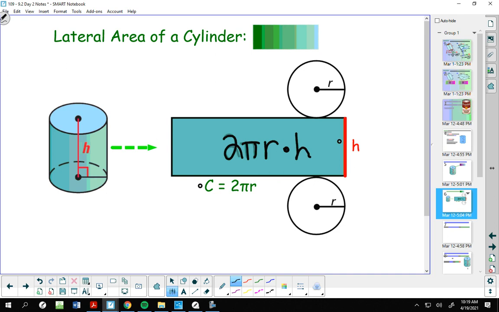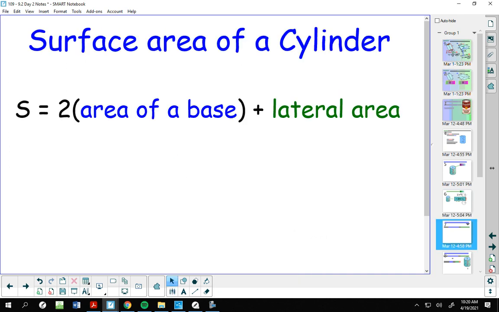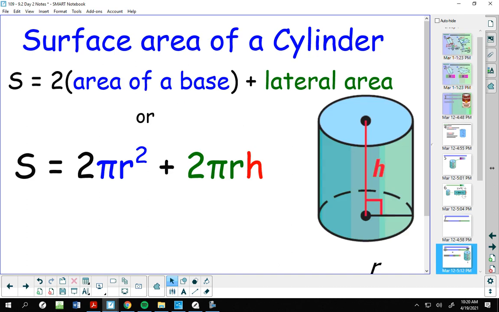So what we're going to do is take 2 times the area of the base, which in our case is a circle, so 2 times pi r squared, and then add the lateral area, and that gives us the formula for the surface area of a cylinder. So again, 2 pi r squared plus 2 pi r h. So we're plugging in 2 things, r and h.